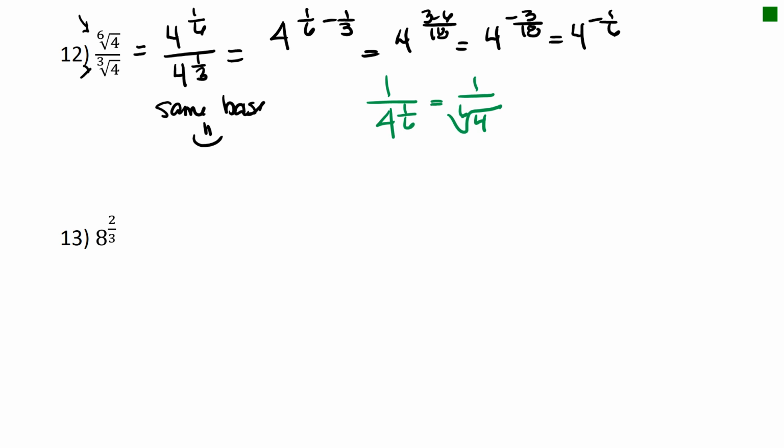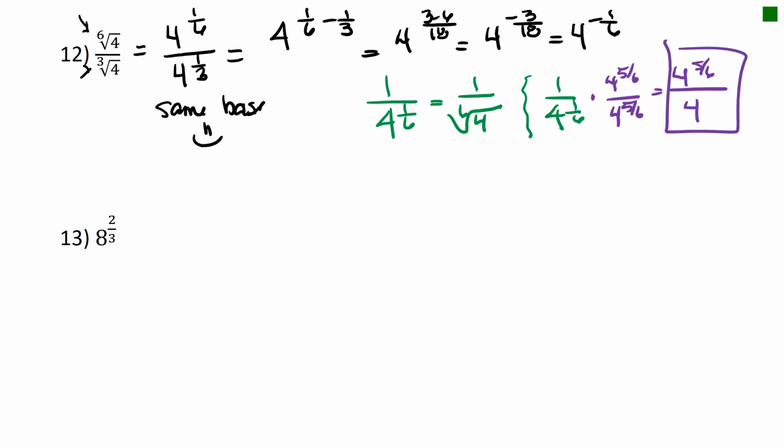So let's go back to 1 over 4 to the 1/6. We're going to rationalize that by multiplying by 4 to the 5/6 over 4 to the 5/6. So we have 4 to the 5/6 over 4 to the 1/6 plus 5/6, and 6/6 is just 1. So this is a good answer. Or you can say it's the 6th root of 4 to the 5th over 4. This is actually a better answer.